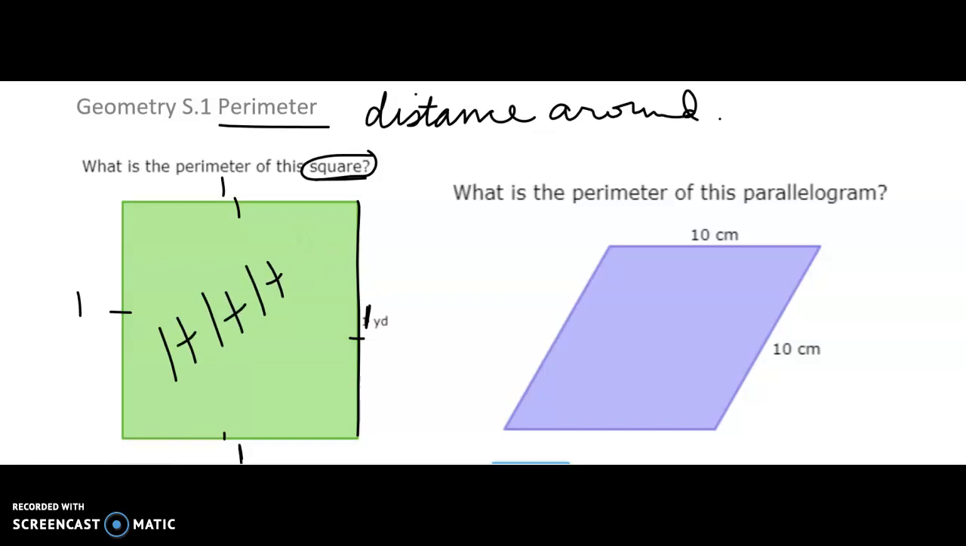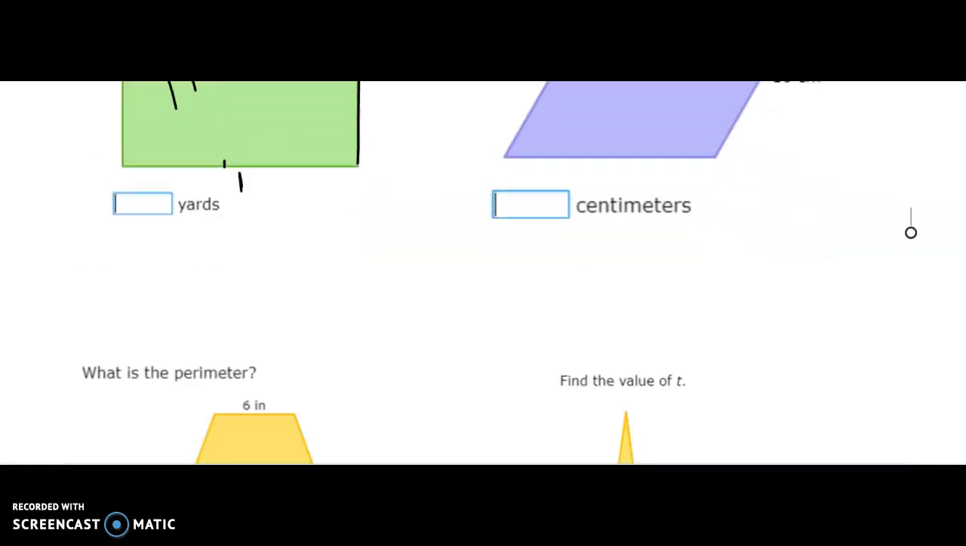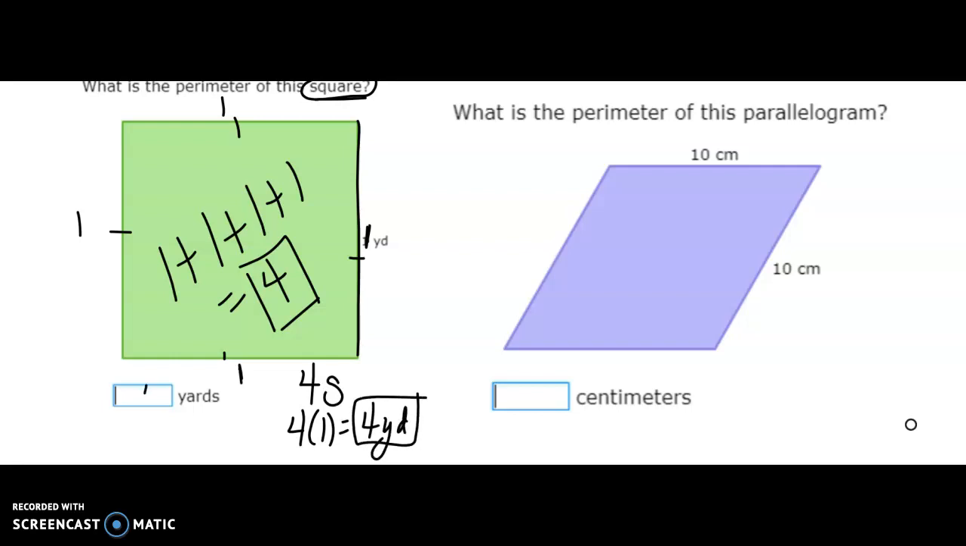Oops. I was getting to the answer, wasn't I? It messed up on me again. 1 plus 1 plus 1 plus 1 equals 4. Or you can take 4 times one of the sides, and one of the sides is 1, and 1 times 4 is 4. So the answer is 4 yards. So you put 4 right in there.